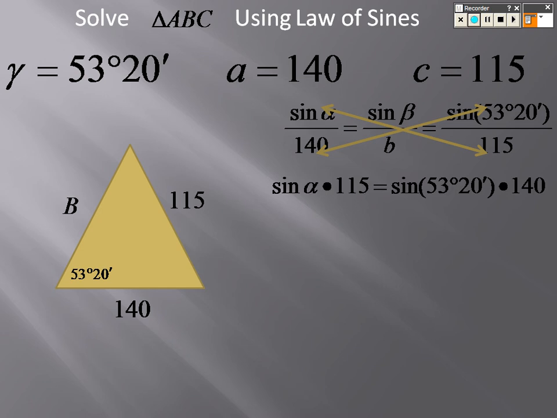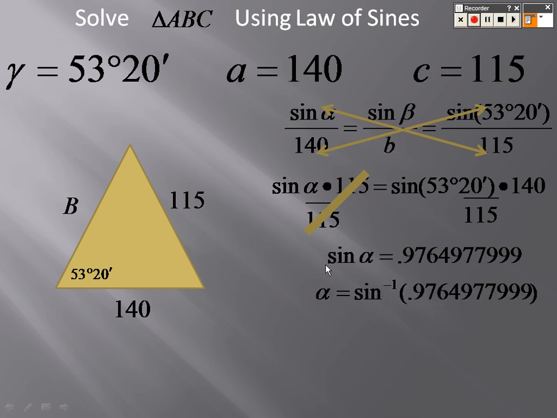So it's sine of alpha times 115 equals sine of 53 degrees 20 minutes times 140. To get alpha by itself, I have to divide by 115. So I get sine of alpha equals 0.9764977999. And because that's a decimal less than 1, it works. So I do the inverse sine, or sine of negative 1, of 0.9764977999, and you end up getting 77.55 degrees.